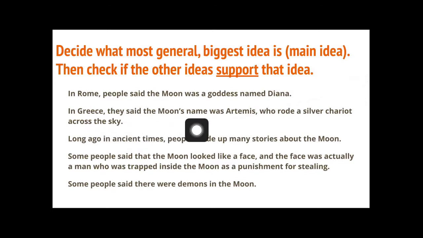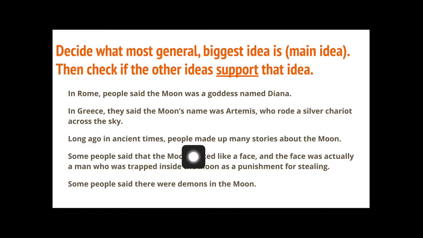In Greece, they said the moon's name was Artemis, who rode a silver chariot across the sky. Does that give me any more information about the moon being a goddess named Diana? No, it's actually a completely different thing. It says her name is different and she does a different thing. It even says a different place, right? This first one's in Rome and that one's in Greece.